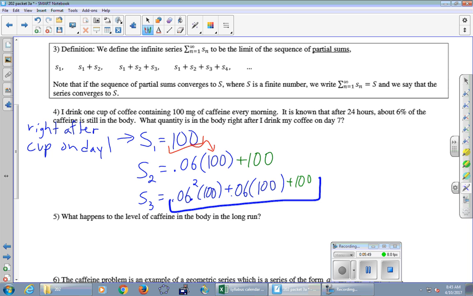That's going to turn this into what power? That's going to be cubed. This one is going to be squared. This one is going to have a single 0.06 on it. And then finally, plus 100 for one more cup of coffee. You see it? So if I wanted to write down the final thing for S7, which is how much is in my body right after I drink that cup of coffee on the 7th day.